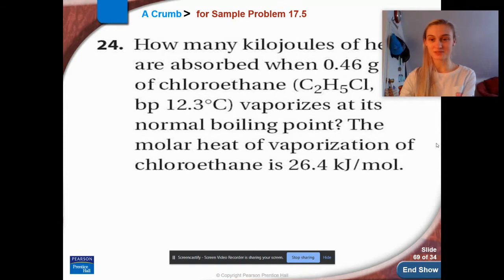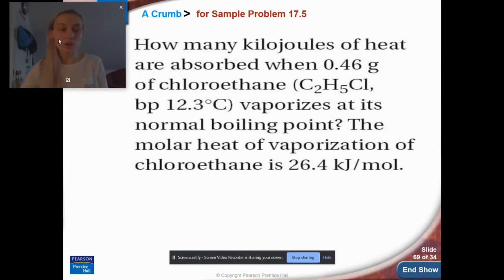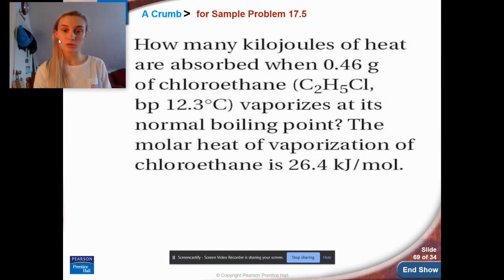Oh, those were the answers. All right. Okay, so here's another practice problem. I'm going to move my head here. Always in the way. Okay, so this practice problem asks, how many kilojoules of heat are absorbed when 0.46 grams of chloroethane vaporizes at the normal boiling point? The molar heat of vaporization of chloroethane is 26.4 kilojoules per mole.